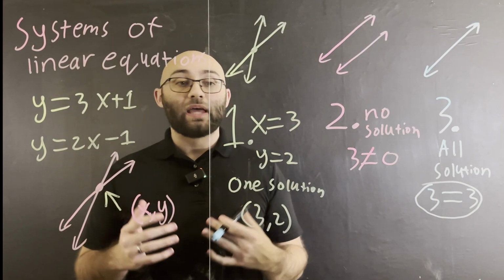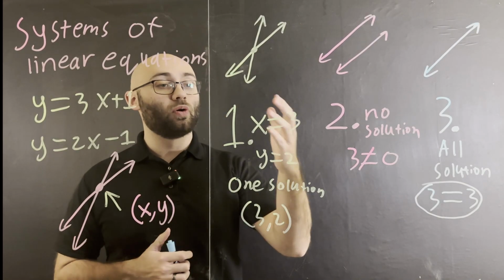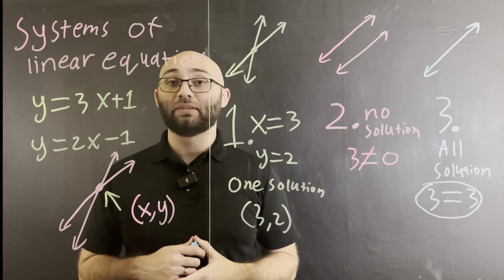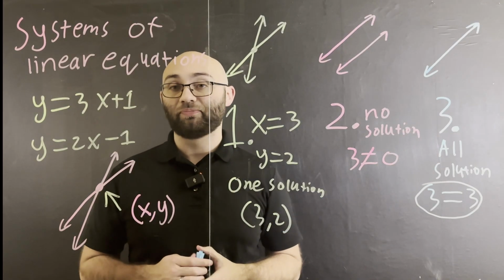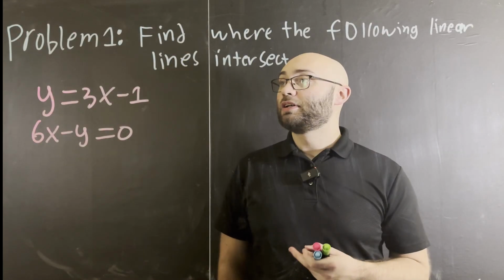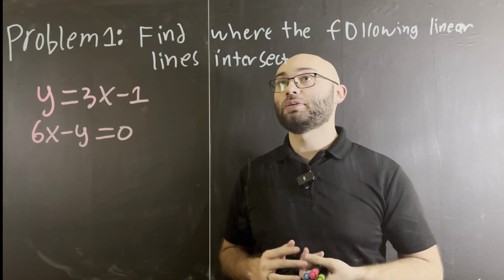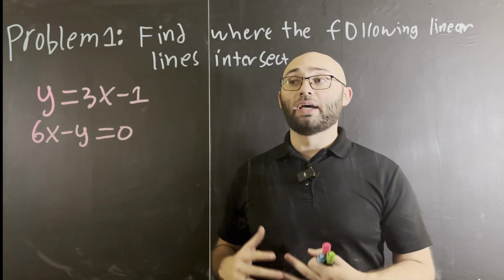Okay, now I'm going to go through an example of how to actually do the substitution method, and we'll go over what each one of these answers might look like in a normal problem. Okay, so let's go ahead and get started on question 1. Okay, so class, as you see here, we have our first problem on how it might be presented to you. Find where the following linear lines intersect.